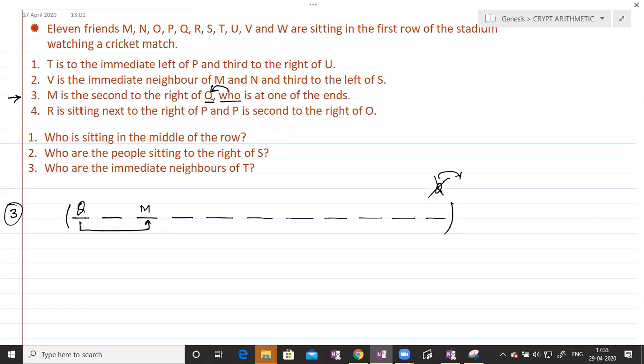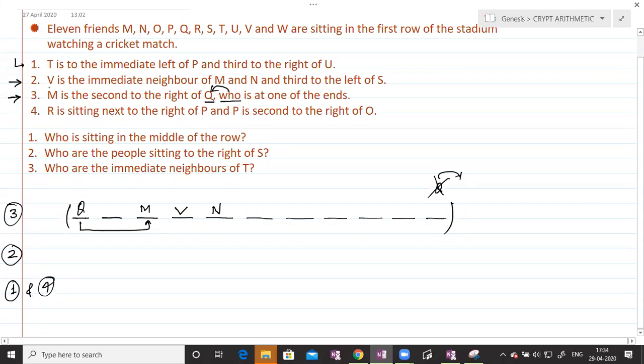Now, can you tell me any other statement which connects to the third statement? Look at statement number 2. Wonderful, Sharmila. V is the immediate neighbor of M and N, right? It means V should be in the middle, between M and N. Because immediate neighbor is given, right? V must be here. So V must be the immediate neighbor of M, and I can't plug V in anywhere else. There's only one position for V, that is here. Very simple. Now read statements number 1 and 4. We'll get the idea together. Look at this.